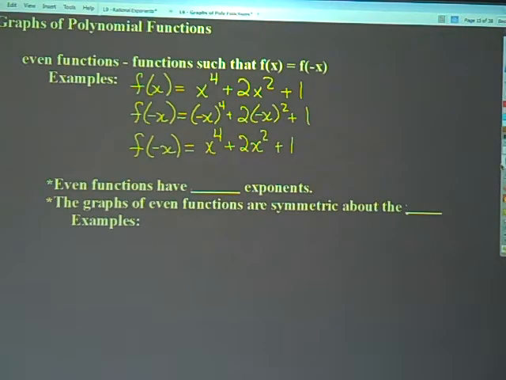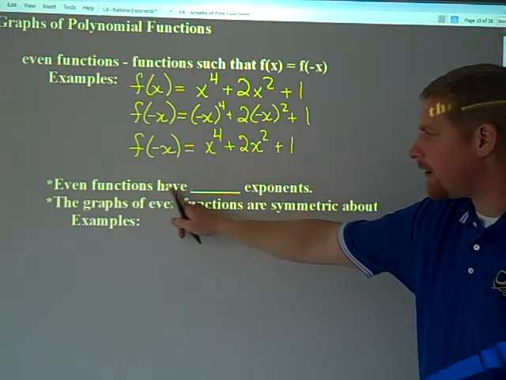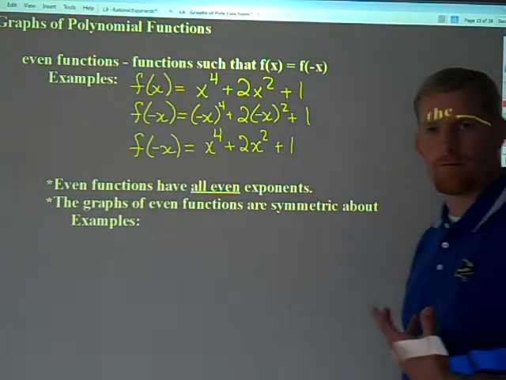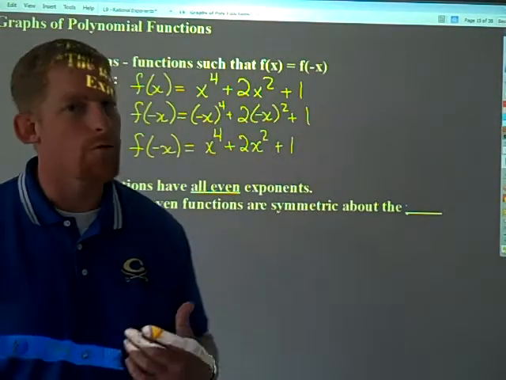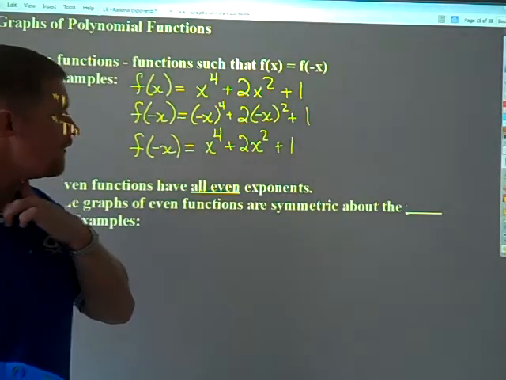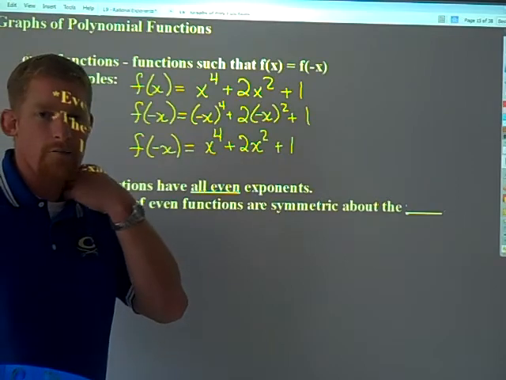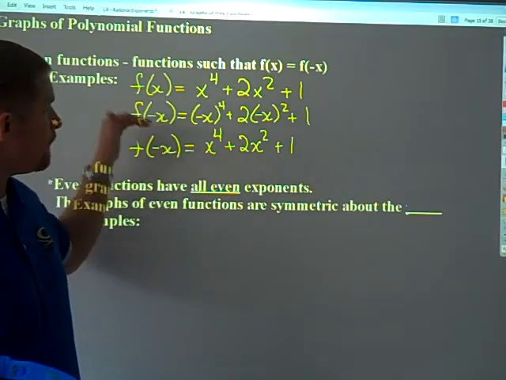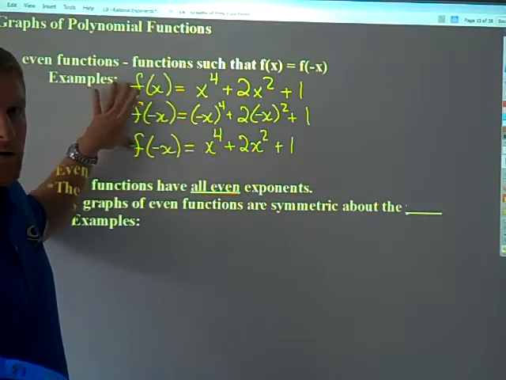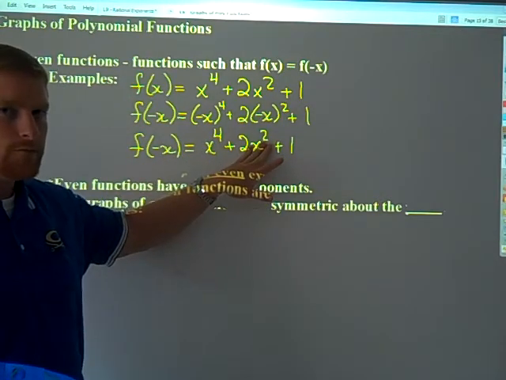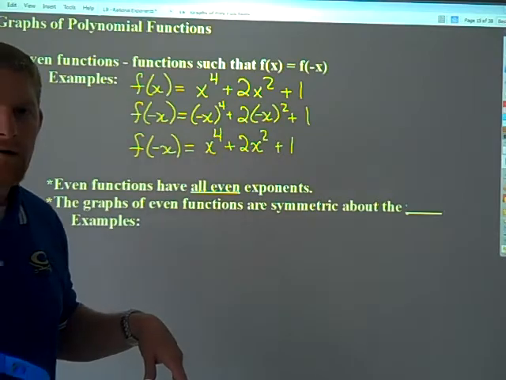One other thing that you might notice is that all even functions have all even exponents. It's just the way that they are made up. If you throw an odd-powered function in there, or an odd exponent, you're going to end up not with the exact same thing. So it just goes to show that even-powered exponents create even functions.